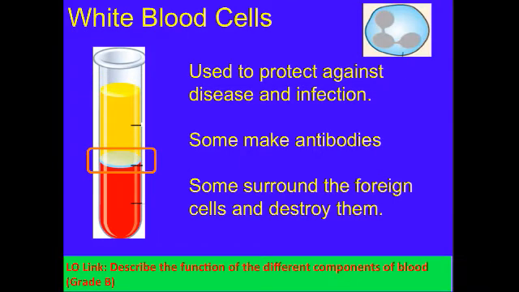The next part of the blood we're going to focus on is the white blood cells. Now some of you may already know that the white blood cells are used for protection in the body. They're mainly used to make antibodies, and about half of the different white blood cells will make antibodies. And these antibodies are proteins which bind to microorganisms and destroy them.